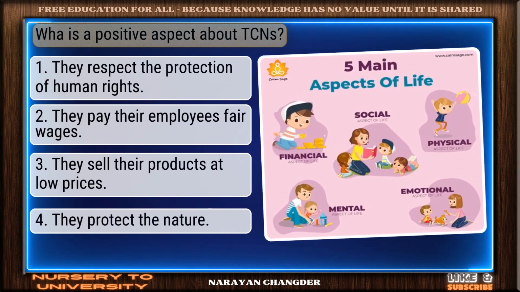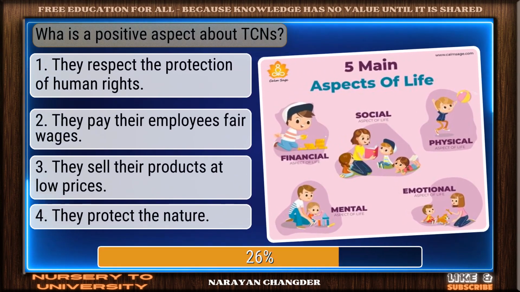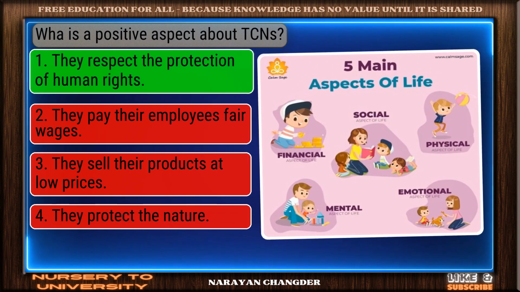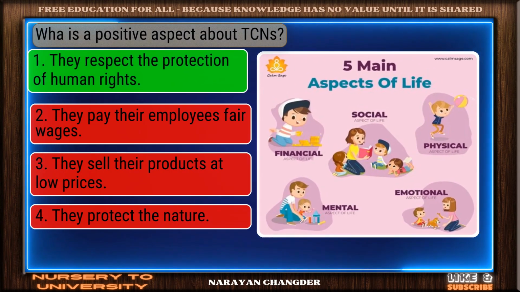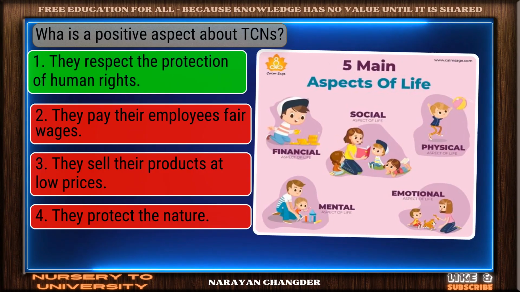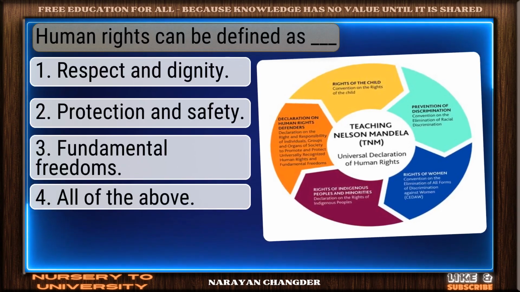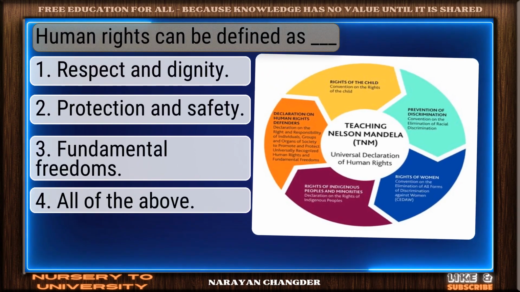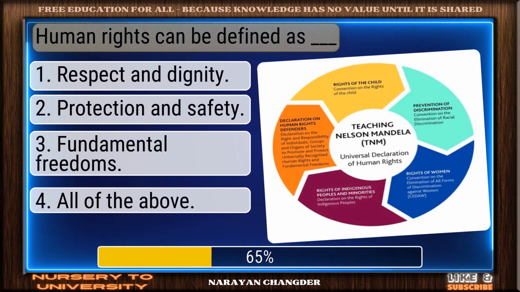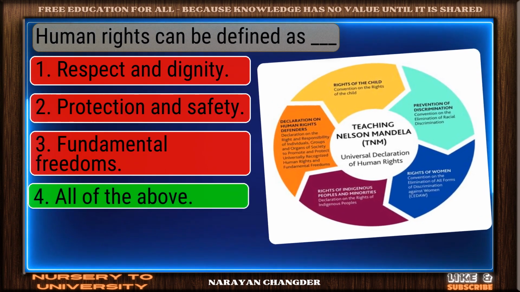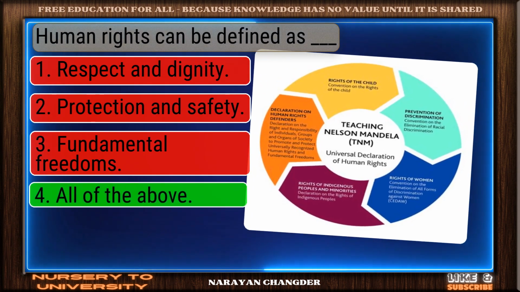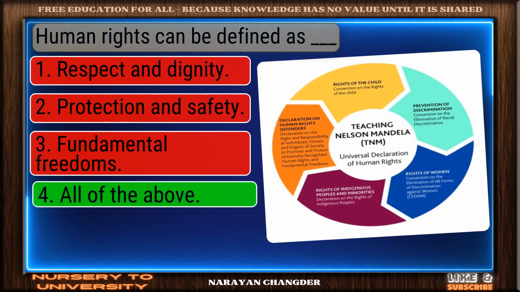What is a positive aspect about treaties? Smart pick. They respect the protection of human rights is the correct choice. Human rights can be defined as dash. Well reasoned. All of the above is the correct choice.